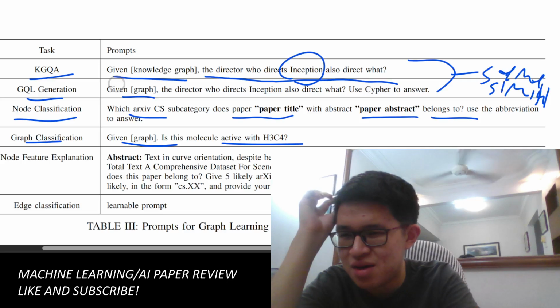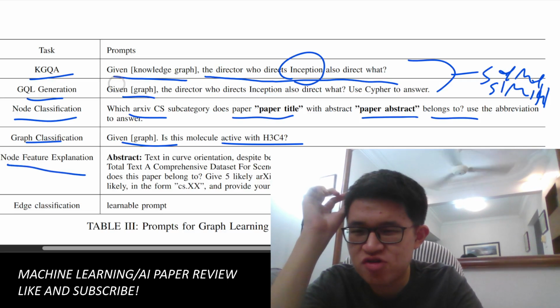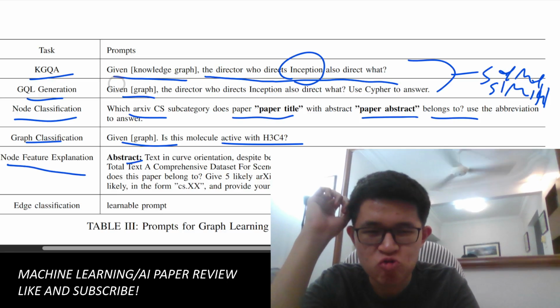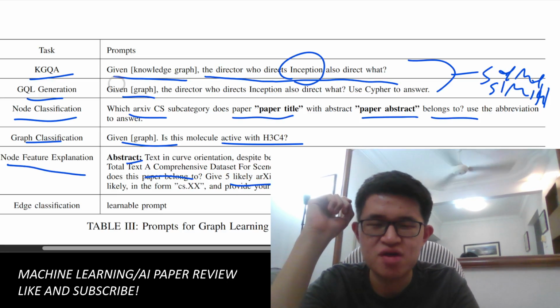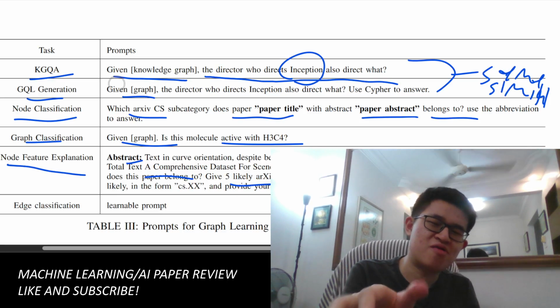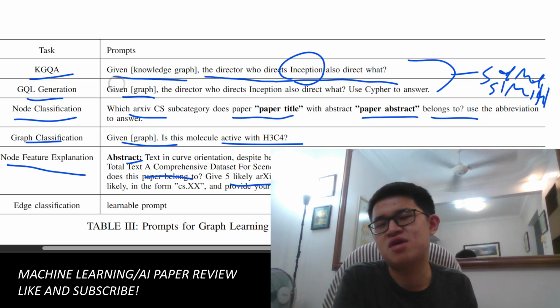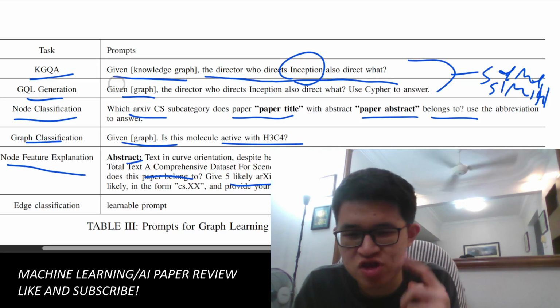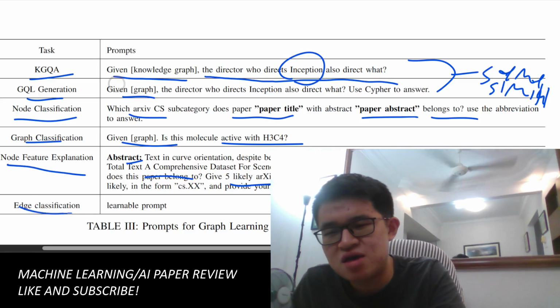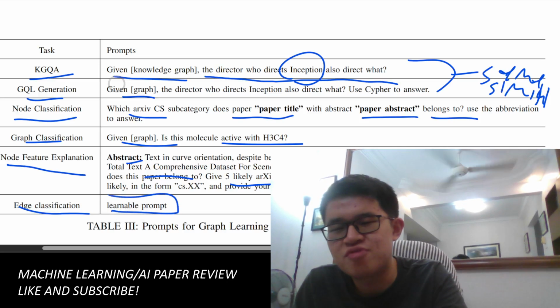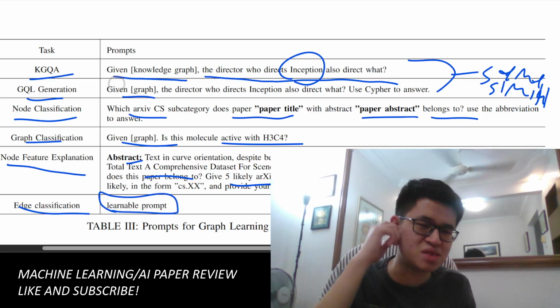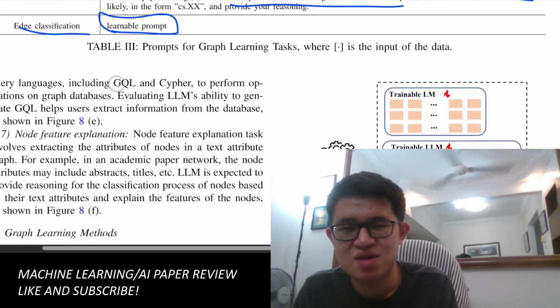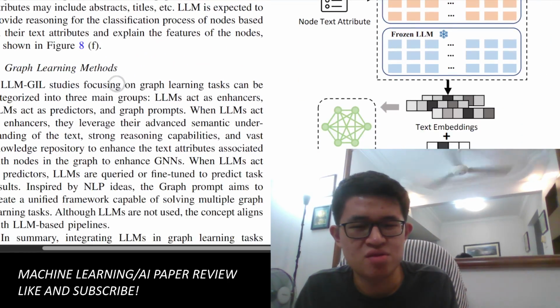So, node feature explanation. Abstract question: which one does it belong to? I think this node feature explanation is something that the LLM does, but not the GNN. Okay, and edge classification, learnable prompt. Wonder what that means. Learnable prompt. All right, let's have a look.